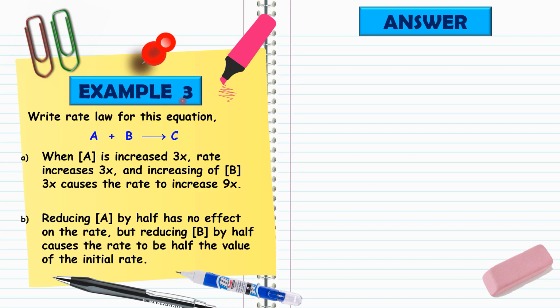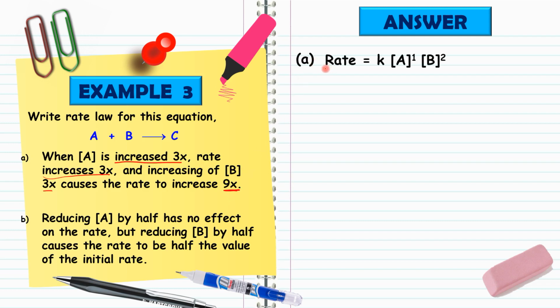Alright, so now we move to example number 3. Write the rate law for this equation: A reacts with B to produce C. When A is increased 3 times, the rate increases 3 times, and increasing the concentration of B 3 times causes the rate to increase 9 times. From here we get the clue: increasing the concentration of A 3 times increases the rate 3 times, meaning they are directly proportional. Therefore the order with respect to A should be first order. Increasing B 3 times causes the rate to increase 9 times, so this refers to second order. So you will get the answer like this.